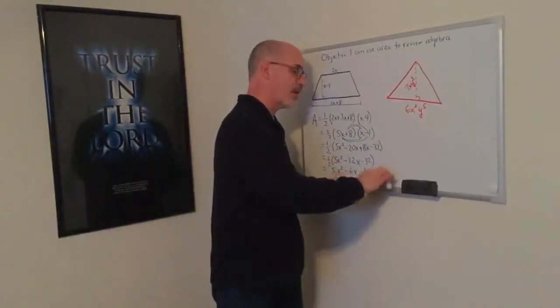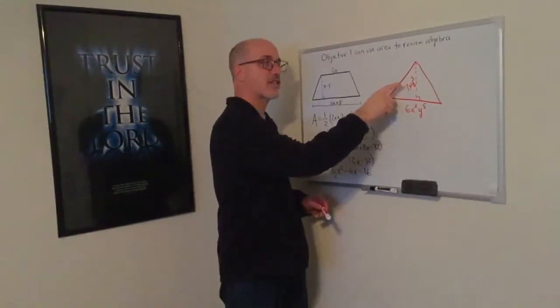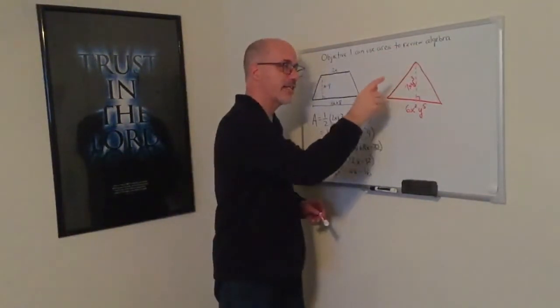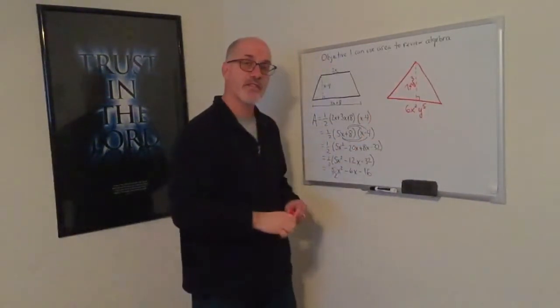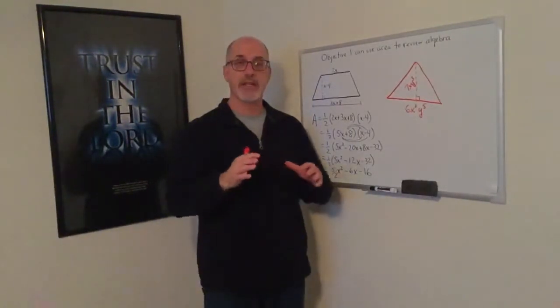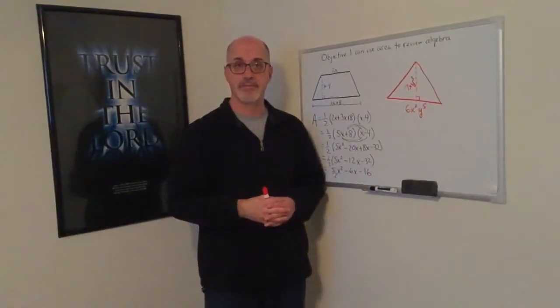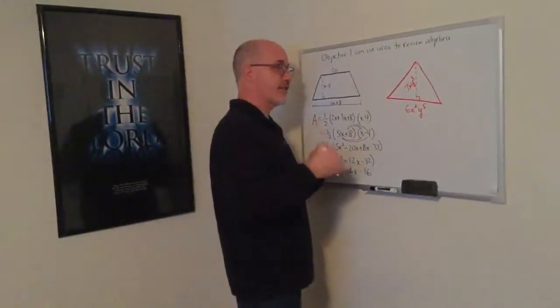Now let's have you pause the video. Try this one, where the height is 7xy cubed, and the base here is 6x squared y to the 5th. Try doing that area, and then pause the video, try it, and then we'll come back and do it together. Now that we're back, let's go ahead and find the area of this triangle.